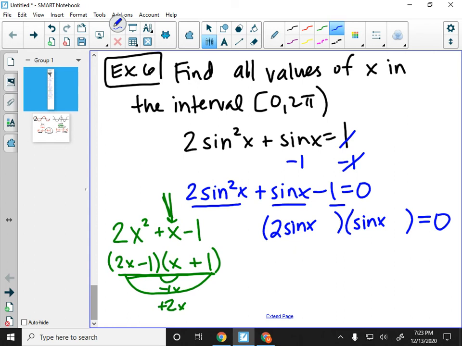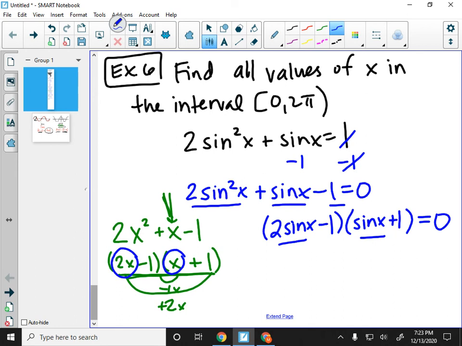Notice I have a 2 times something right here. I have a sign right here. I've got that 1 something right there. The only way I can split up a 1 would be 1 and 1. It's a -1, just like that last green one was a -1. And I'm going to keep the signs the same.